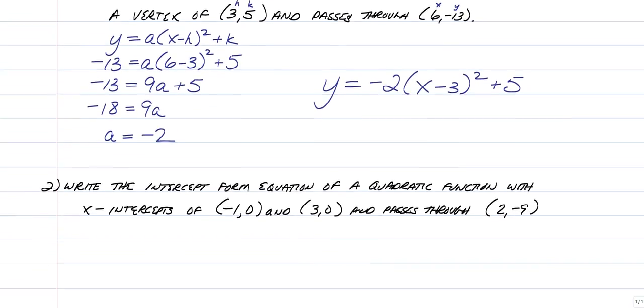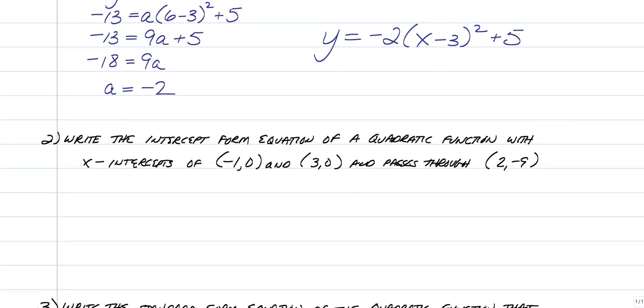The only difference is this time we want to write the intercept form equation. So it's going to start out the exact same way. Y is equal to a times x minus p times x minus q. But the rest is going to be the same as what we just did. So I would like you to pause the video and give this one a try on your own. As soon as you're ready, click play.